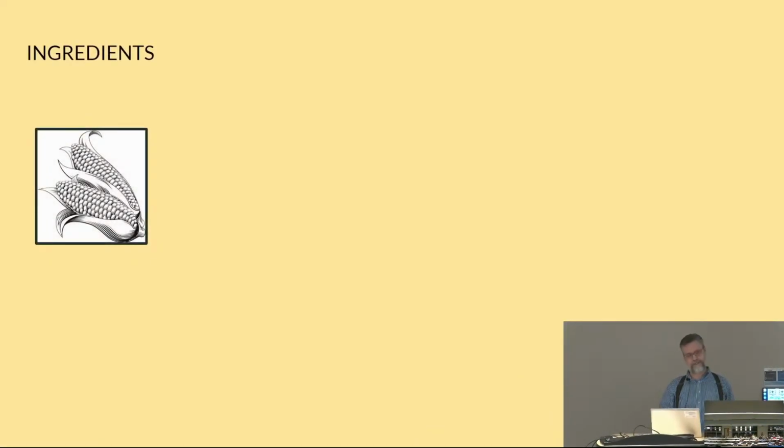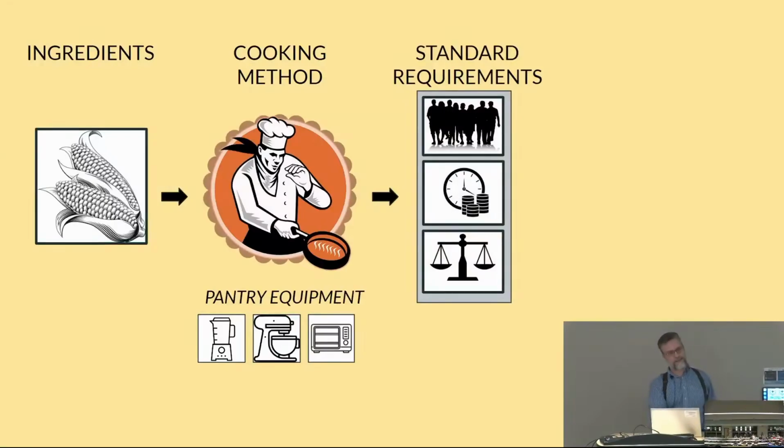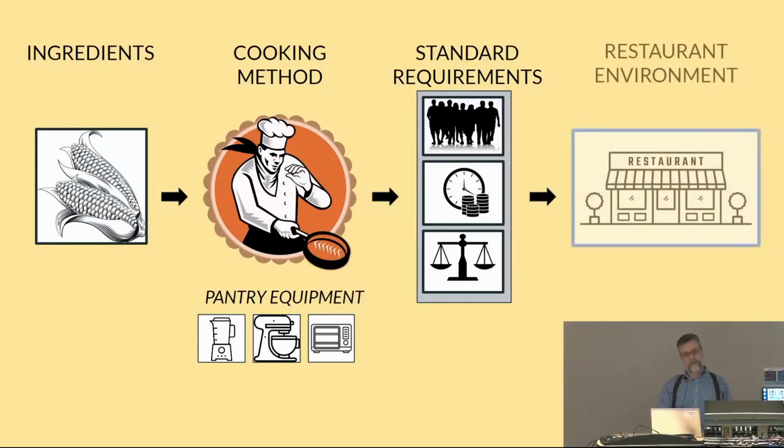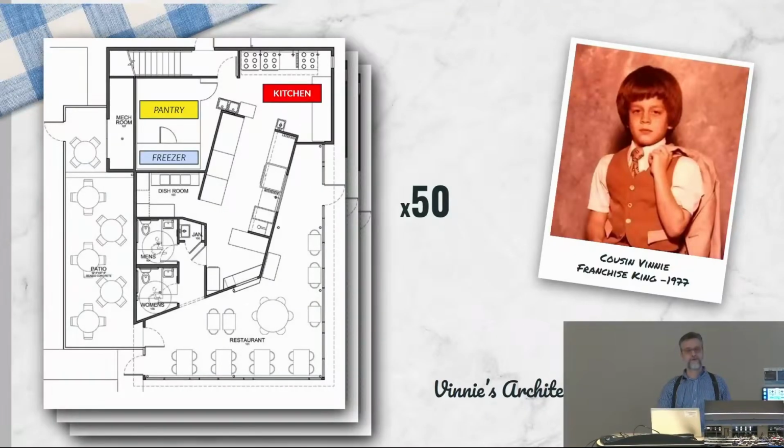So what we do is we take all those ingredients, we get your cooking method along with your precious pantry equipment. We put that inside, shall we say, a wrapper of standard requirements required by law, the time and money, and what people need. And we turn that into a restaurant environment. And once we have that, you know what I do? I make an architectural model of it, and then I quadruple it 1,000 times, or in this case, 50.